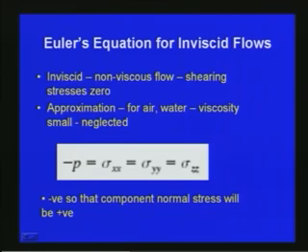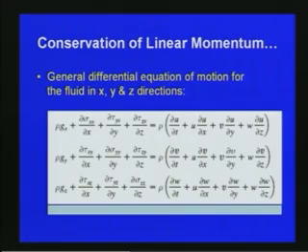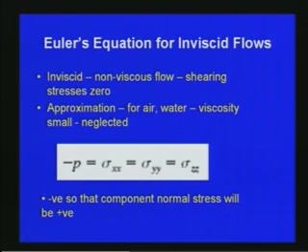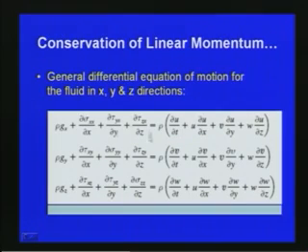The first case which we will be considering here is the case for inviscid flow. The basic equation is Euler's equation. Here we will be deriving Euler's equation for inviscid flow based upon the general differential equation of motion. Euler's equation is valid for inviscid or non-viscous flow, that means shearing stresses are 0. We have already seen the general equation here, where the shearing components are there.